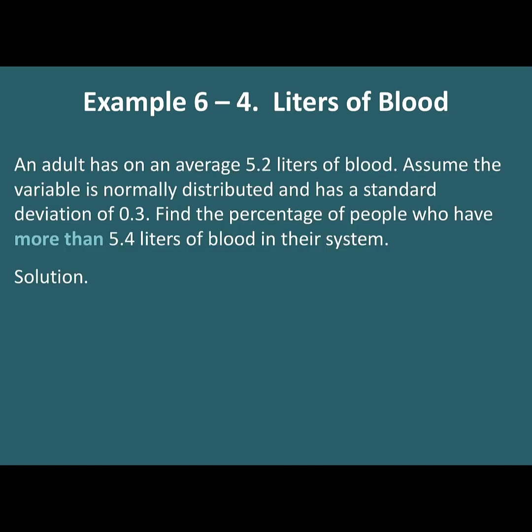Let's do an example. An adult has on average 5.2 liters of blood. Assume the variable is normally distributed and has a standard deviation of 0.3. Find the percentage of people who have more than 5.4 liters of blood in their system.